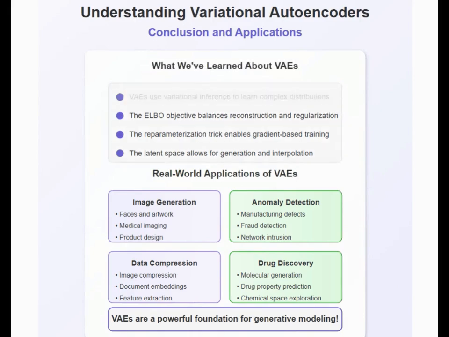In data compression, VAEs provide a way to compress images by encoding them in a lower dimension latent space. They're also useful for creating document embeddings that capture semantic meaning and for extracting meaningful features from complex data.